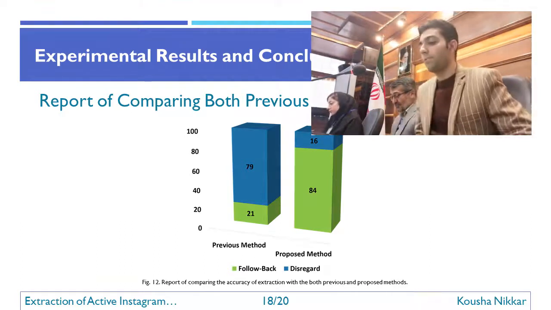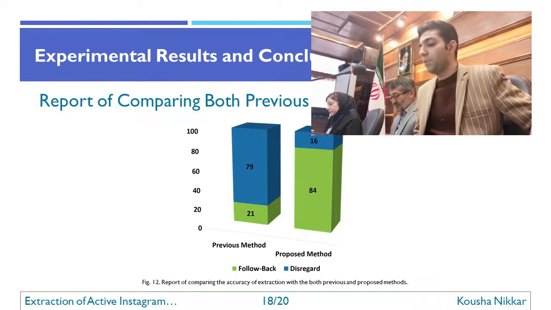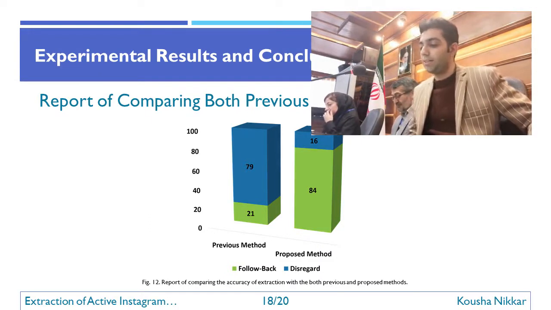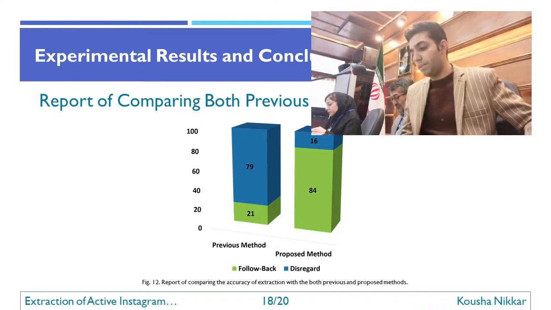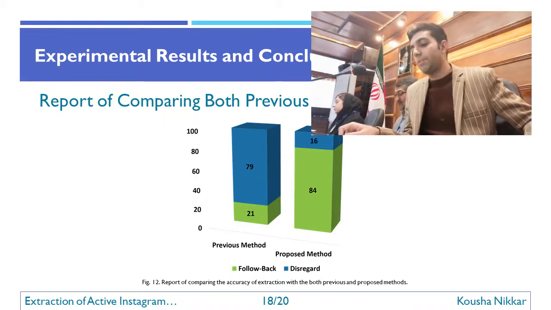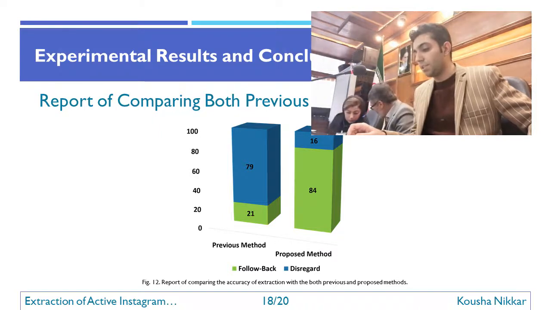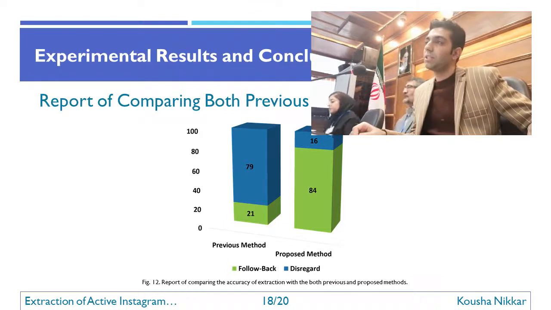The results of comparing these two methods illustrate that just 21% of the bot's results were interested in the search topic, and 84% of our method's results connected to our testing business page. The disregard percentage of the previous method is because they are rivals of the tested business page and not its audience. However, they are interested in the search keyword.